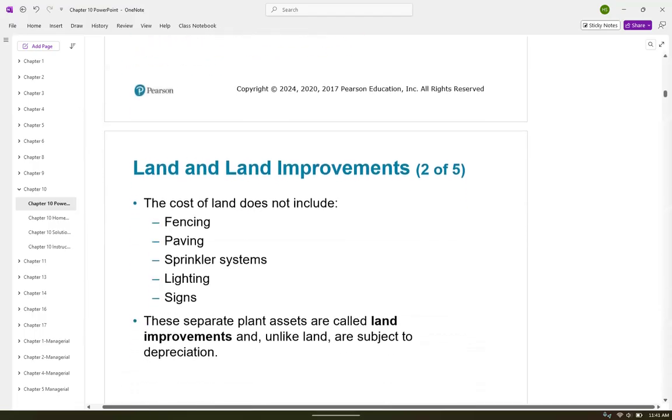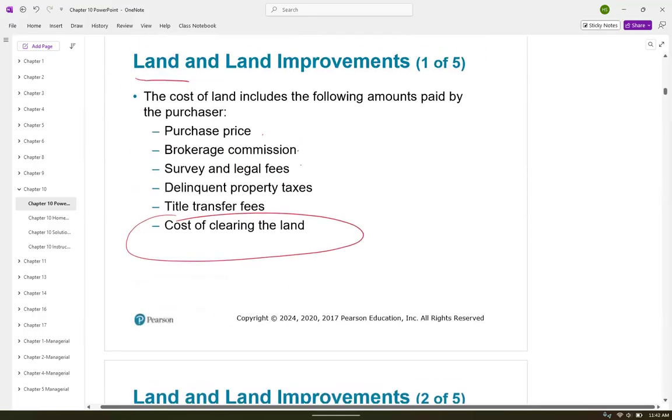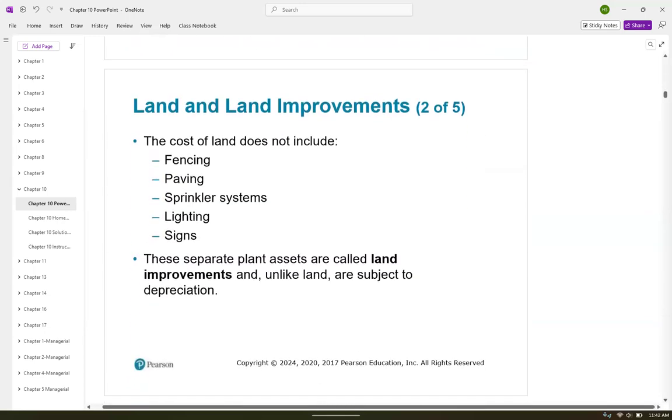Okay. The next one is land improvements. Remember, land, none of that gets depreciated. It stays on our books at what we paid for it forever. Okay. Then we have land improvements. These things are subject to decay and they will have to be replaced. Fencing, paving, sprinkler systems, lighting, signs, all of those things are going to be put into an asset called land improvements. Okay. These are subject to depreciation because none of these things are going to last forever.